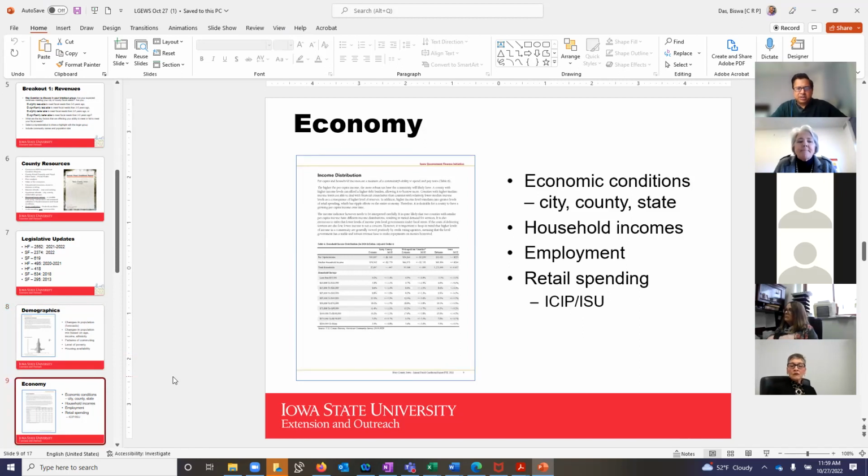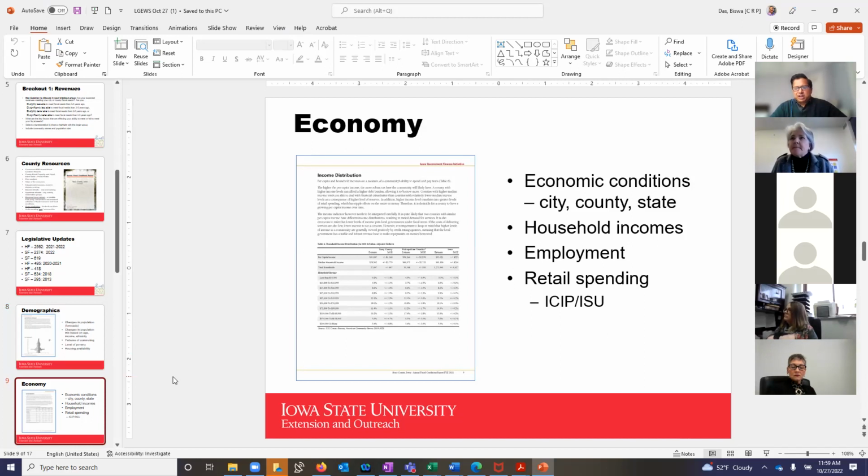Likewise, for the local economy, we track the economic conditions. These reports track not only the city and county economic indicators, the data tied to the local economy, but also compare them to the state level. As far as counties are concerned, you also get to compare yourself. If you are a metro county, you get to compare with metro averages. If you are a non-metro county, you get to compare your numbers with non-metro averages.